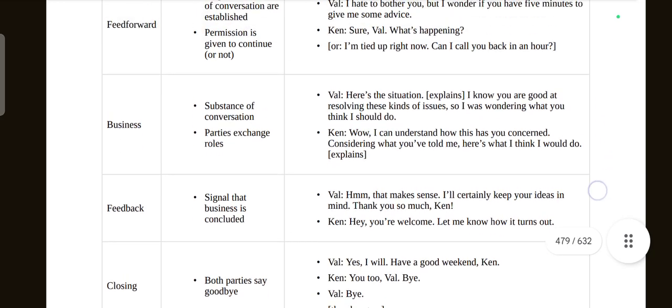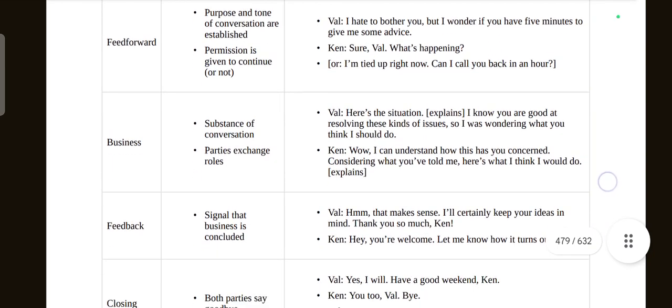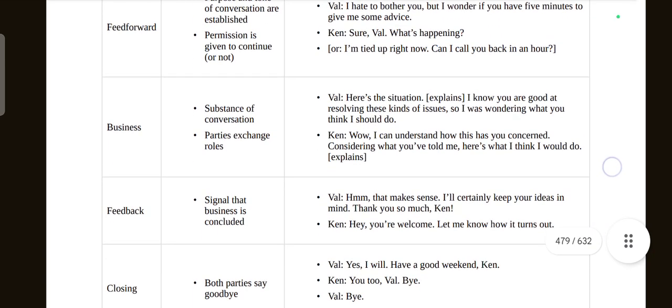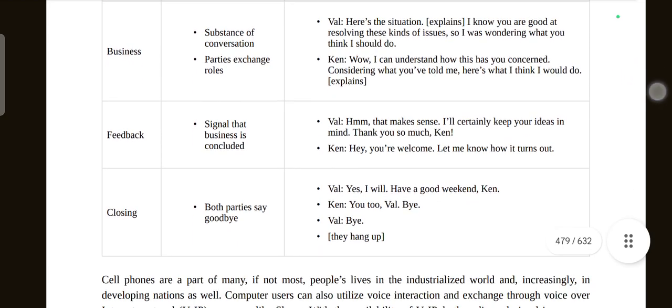And the fourth stage is the signal that business is concluded. So here, the example would be Val said, "That makes sense. I'll certainly keep your ideas in mind. Thank you so much, Ken." In which Ken also responded, "Hey, you're welcome. Let me know how it turns out."